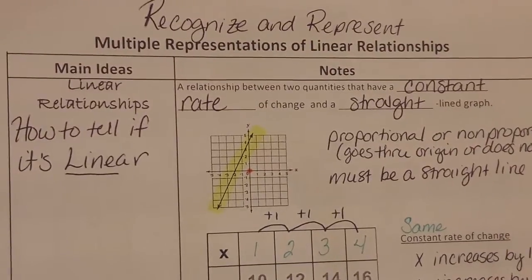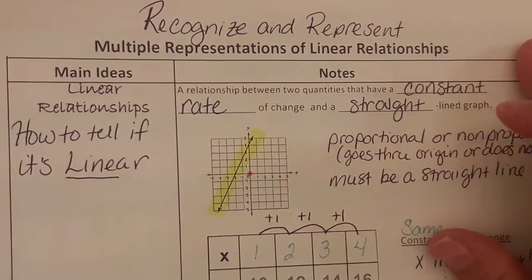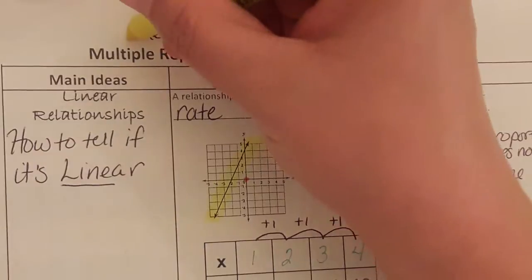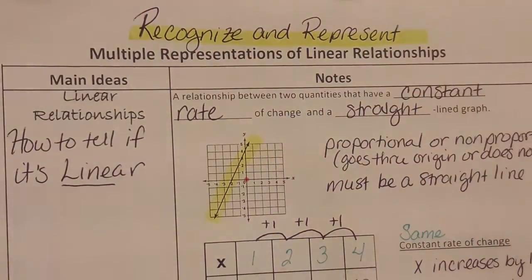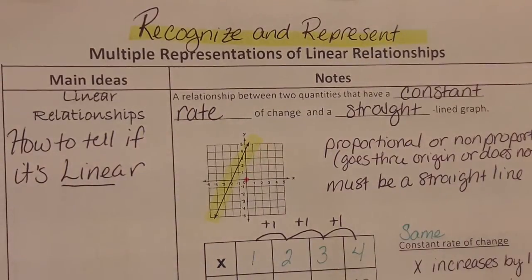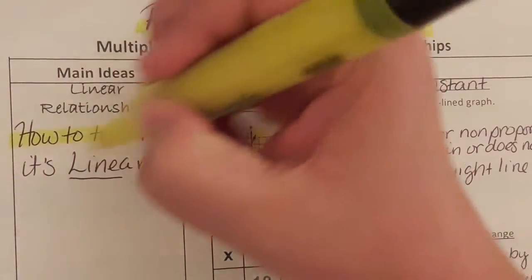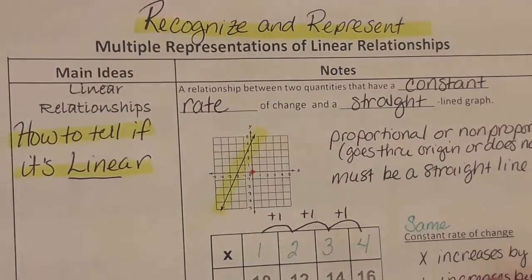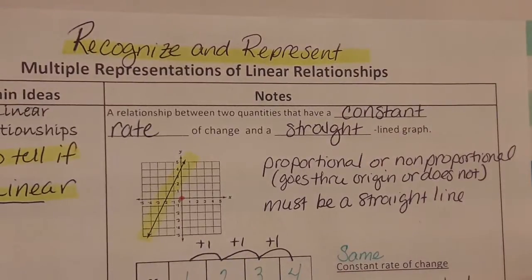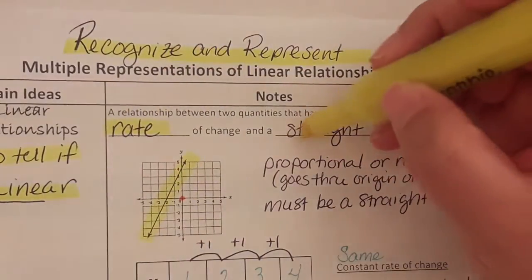Okay, so in this video we are going to be talking about multiple representations of linear relationships. We're going to be doing two things with these notes. We are going to be recognizing and representing. On this first part, part one, on the front half of these notes, we are going to be recognizing. We are going to be learning how to tell if it's linear, and then we'll be learning how to tell if it's nonlinear.